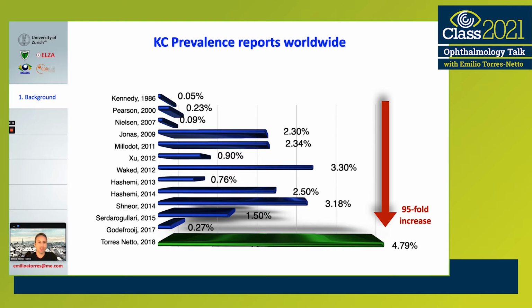And in the year of 2018, we show in a population in Saudi Arabia that it is much more frequent than in most areas of the planet, but also much more frequent than we used to report. So here reaching up to 5% of this population.